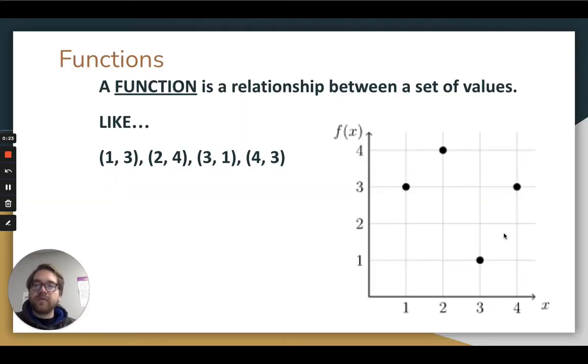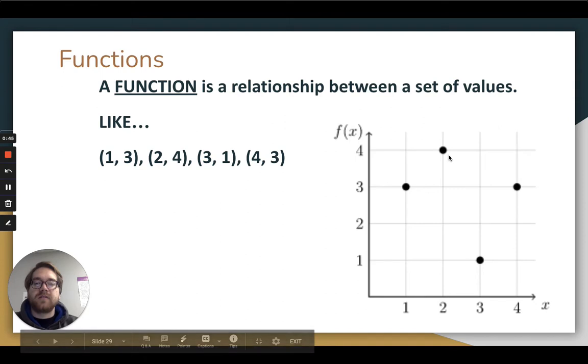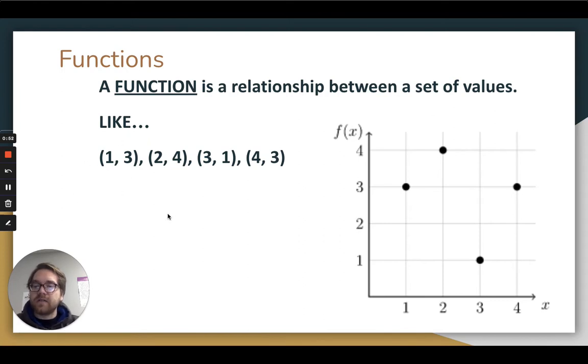Just as a quick review, if you remember, a function is a relationship between a set of values. So in math, we say that something is a function if it's relating some value, what we call the input or the domain, with another value, the output or the range. And you see that here with these coordinate points 1, 3, 2, 4, 3, 1, 4, 3, and this is what they look like on the graph. That's forming a function because it's relating those numbers. It's relating 1 and 3 together, 2 and 4, 3 and 1, 4 and 3.